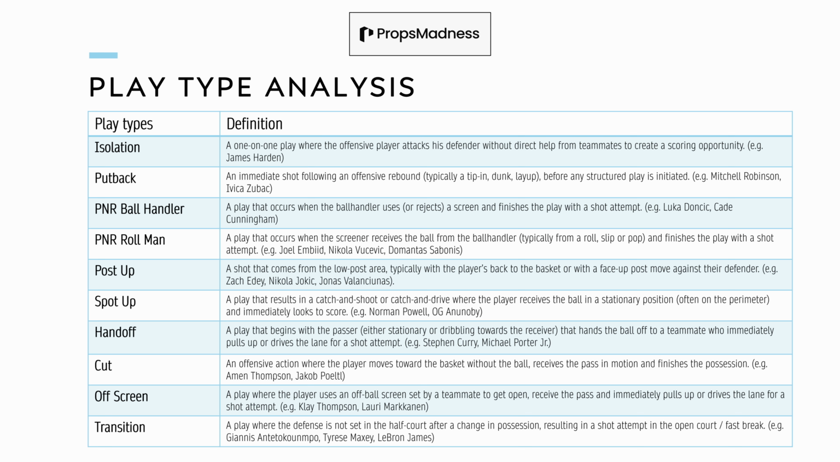Next, we have the post up. So this is a shot that comes from the low post area and typically with the player's back to the basket or with a face up post up move against their defender. Typically this is bigger players, but obviously there are some guys like LeBron James, for example, who will post up on occasion. But for players that are higher frequency in terms of post up, we're thinking about Zach Edey, Jonas Valanciunas, Nikola Jokic, that type of player.